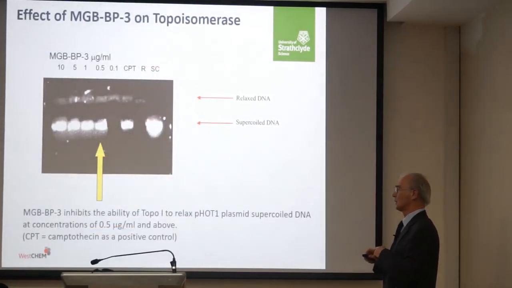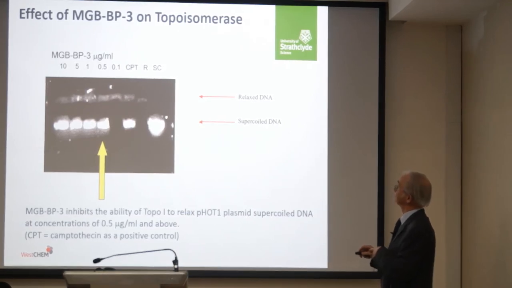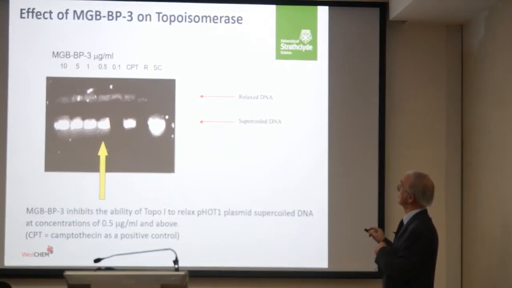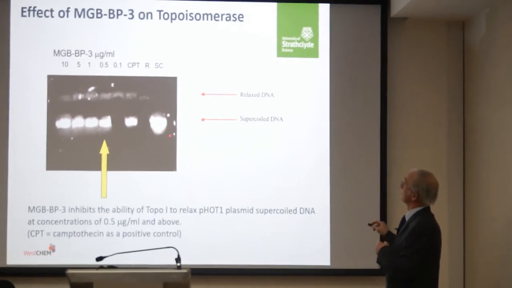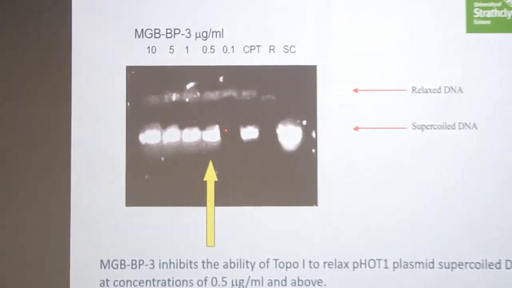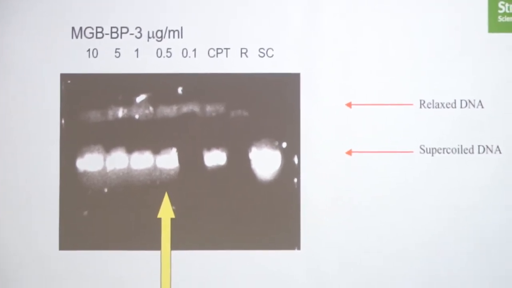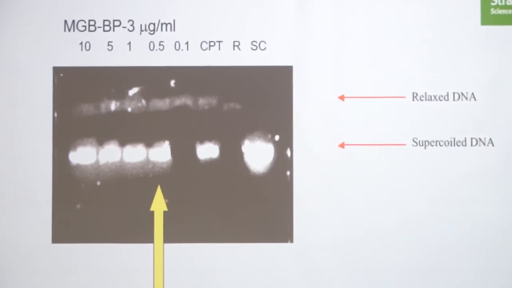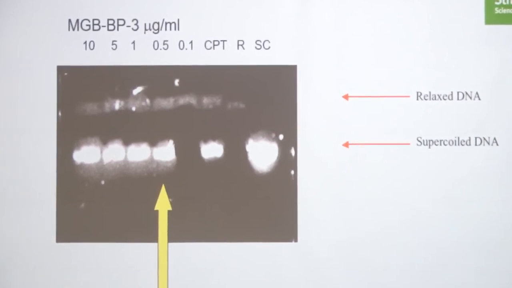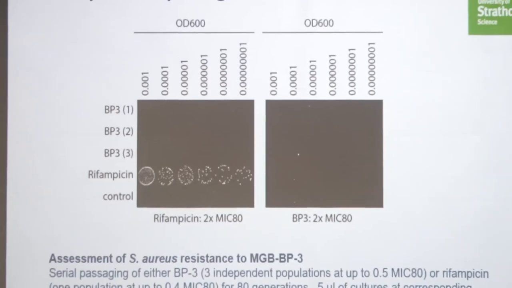And one of the things that it might mean, although this is not done in staph, this was done with E. coli, it shows that BP3 is able to inhibit the relaxation of supercoiled DNA by topoisomerase 1. So this is the relaxed form, and here we get to a concentration at which the supercoiled form remains absolutely clearly there. And CPT is camptothecin as the positive control. So it is entirely possible that simple binding to DNA is not the only mechanism of action of these compounds.